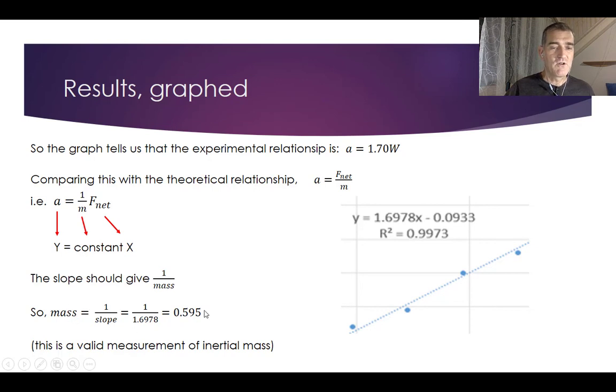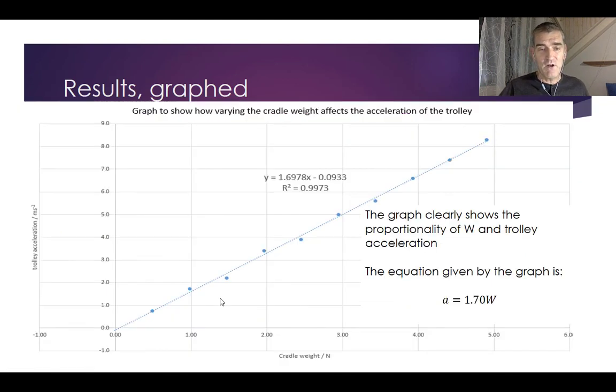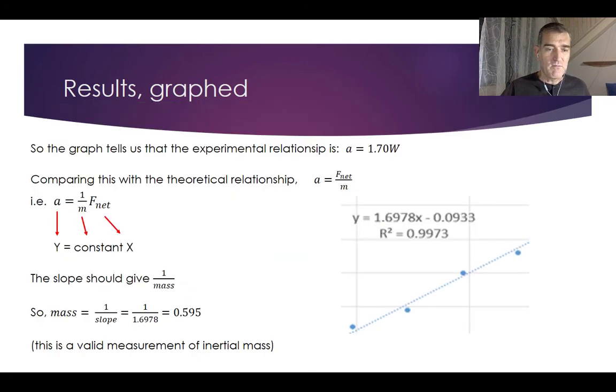The mass is 1 over slope, which is 0.595, which is 5 grams out of what we actually used using that data. If we used any one of those bits of data, it might have been quite a lot above or below the correct value for the trolley mass, but using all of them and averaging out the errors and uncertainties, we get our best possible, most valid result.